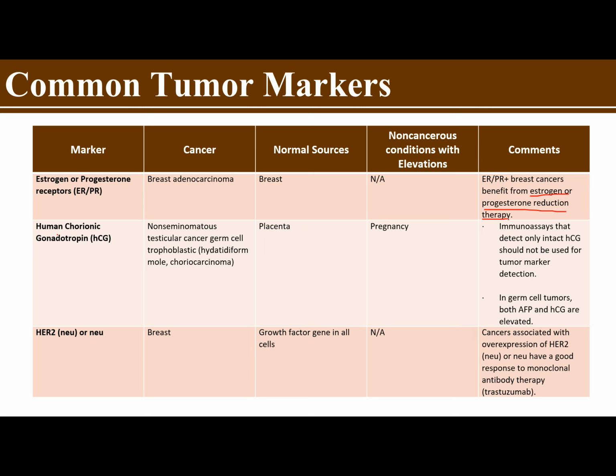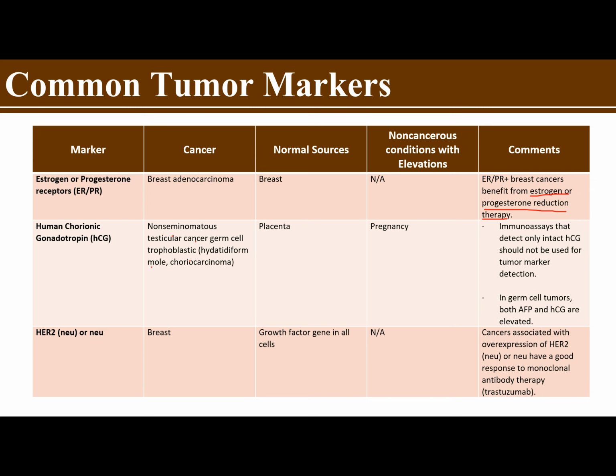Then we also have your human chorionic gonadotropin or your HCG, marker for non-seminomatous testicular cancer, germ cell, trophoblastic hydatidiform mole, or your choriocarcinoma. Normal sources would include the placenta, elevated in non-cancerous conditions such as your pregnancy. Immunoassays that detect only intact HCG should not be used for tumor marker detection. In germ cell tumors, both AFP and HCG are elevated.